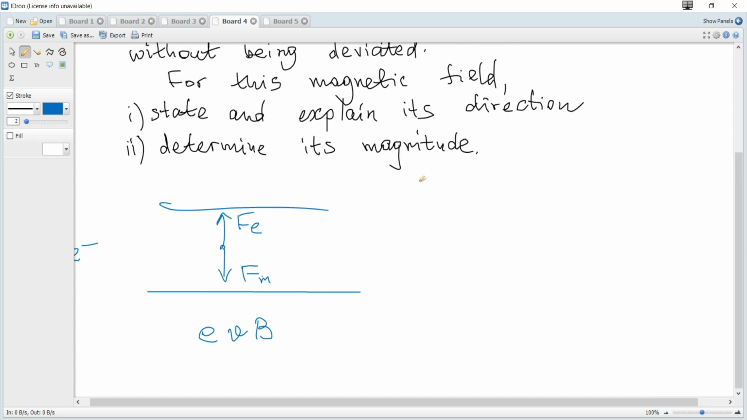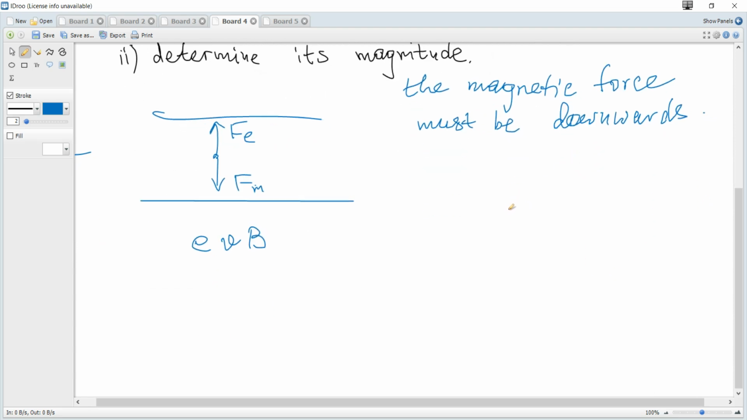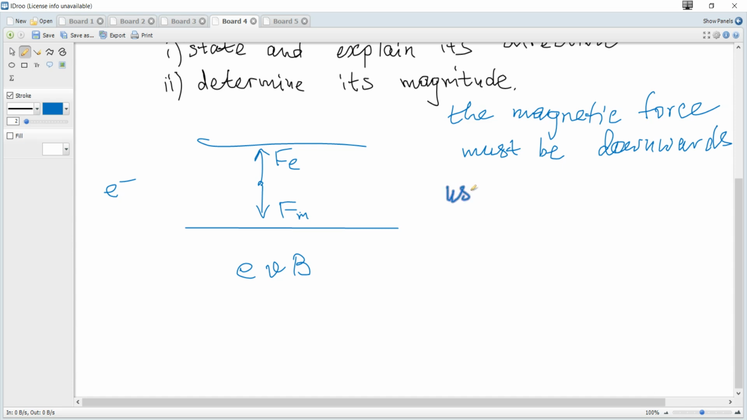How it works here, and actually, it's an electron, so first of all, the magnetic force must be downwards. Then, to find the force on the moving charged particle in the magnetic field, it's an electron, so it's a negatively charged particle. So we use the right hand palm rule, or you may use Fleming's rule.